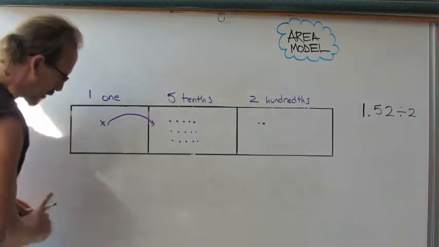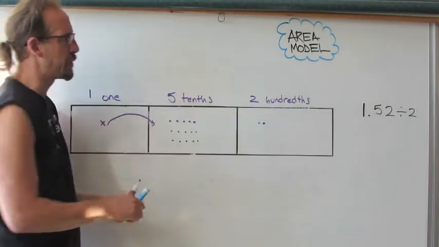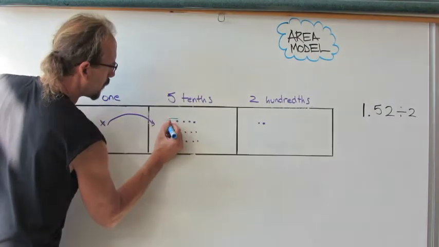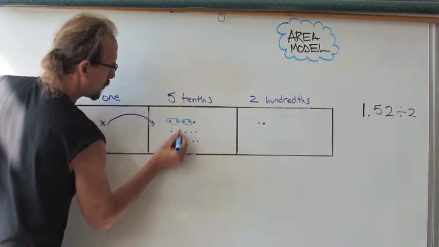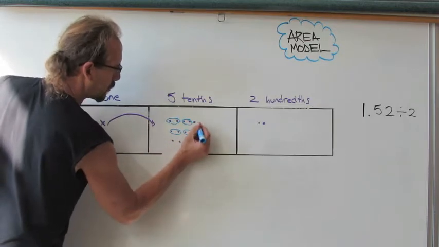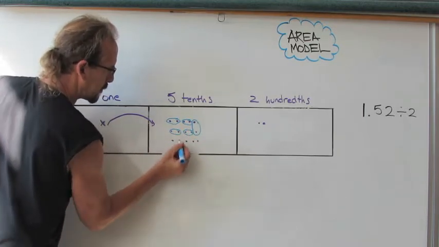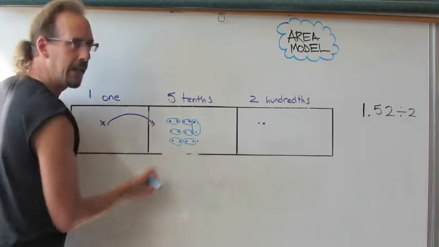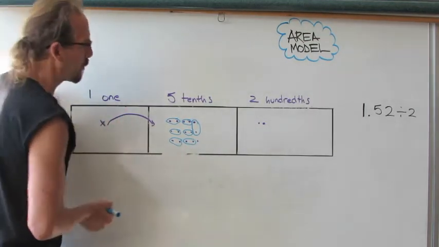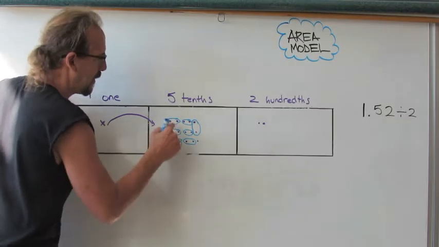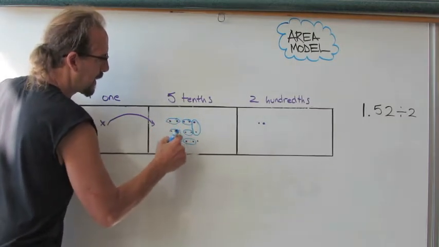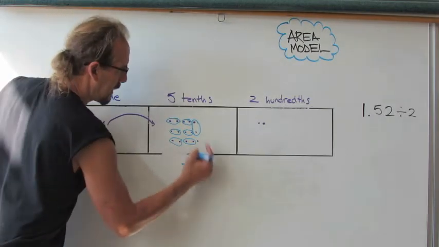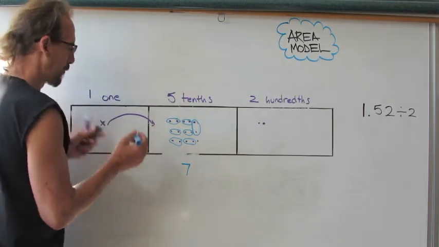Now I can place those into groups of 2, which is what we're doing here when we divide by 2. So here's a group of 2. Here's a group of 2, here's a group of 2, here's a group of 2, here's a group of 2, there's a group of 2, and there's a group of 2. I have one left. I can't make that into a group of 2, so I'm just going to leave that there for now. 1, 2, 3, 4, 5, 6, 7 groups of 2. And that is in the tenths here.